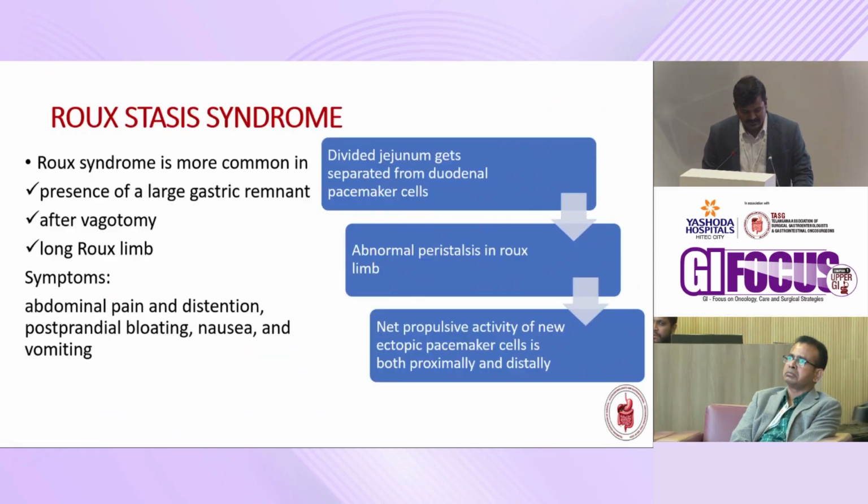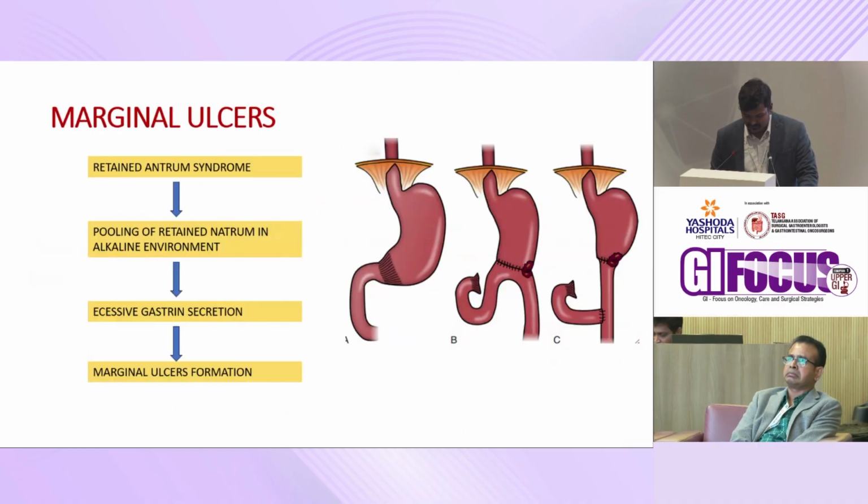Now next is Roux stasis syndrome, because we divide the jejunum. The divided jejunum gets separated from the duodenal pacemaker cells, which results in abnormal peristalsis, with ectopic pacemaker cells in the Roux limb, which have both propulsive and retrograde movements, resulting in Roux stasis syndrome. This can cause abdominal pain, abdominal distension, bloating, and nausea and vomiting, most commonly seen with a large gastric remnant and after vagotomy.